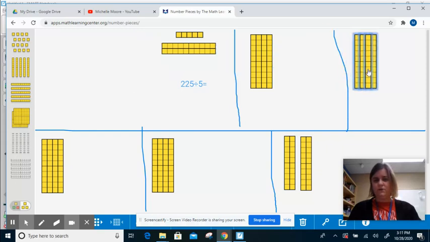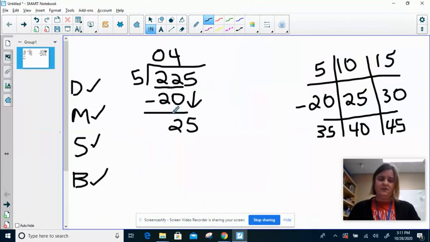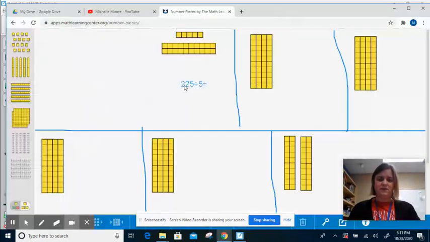And so now we have 4 in each of our 5 groups. We are left with 2 10s. Let's pop back over to our standard algorithm. This is the 2 10s we were left with. And what was this? 5 1s. So it all matches up. The dividing with the blocks matches up with the standard algorithm.